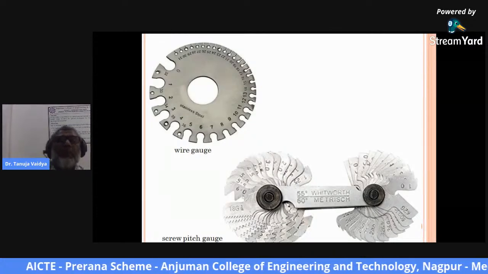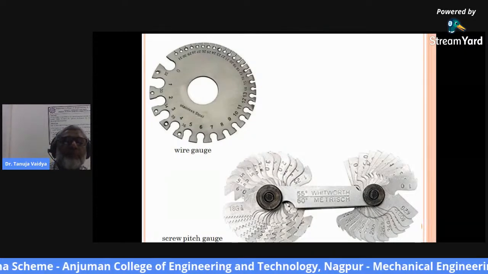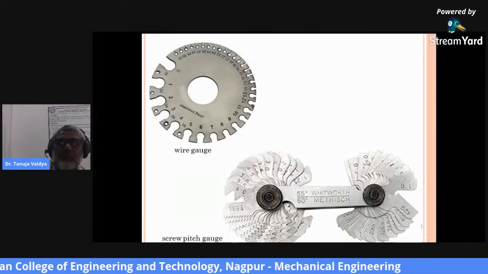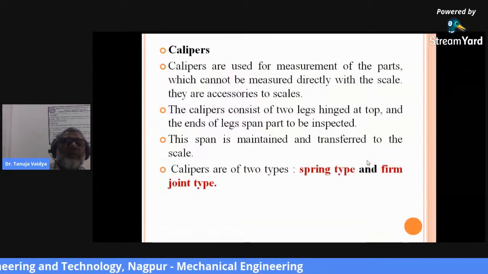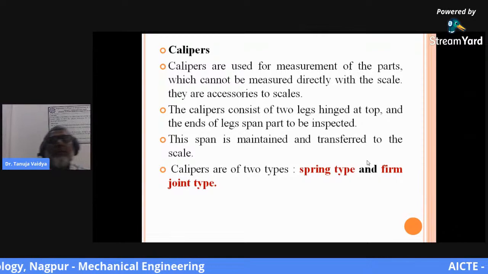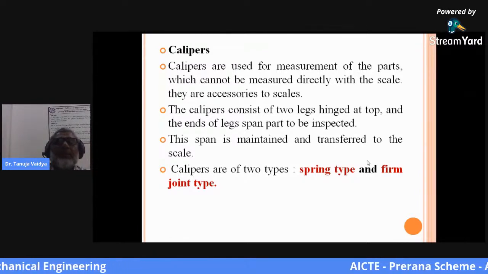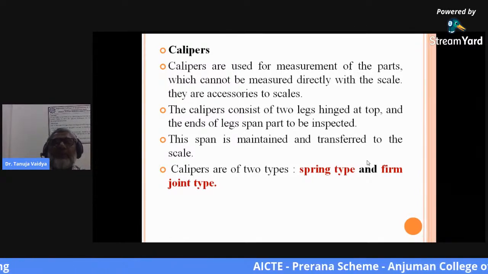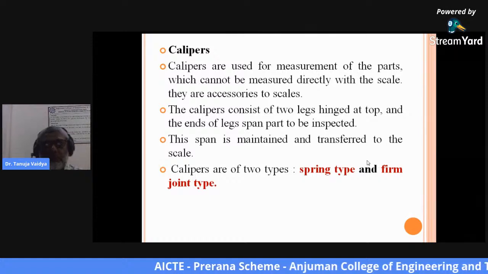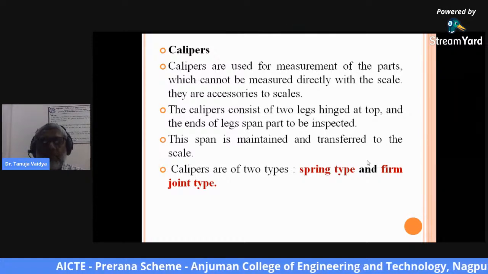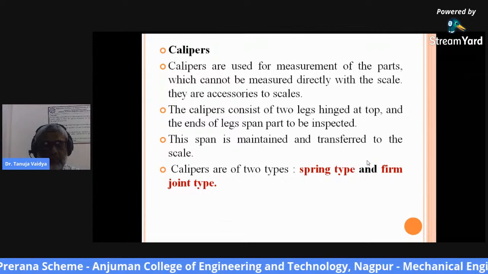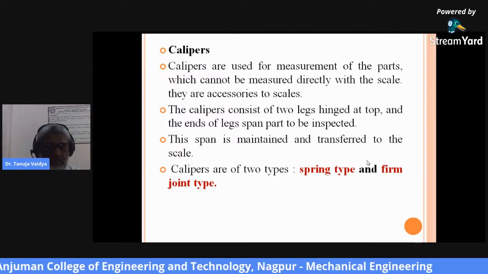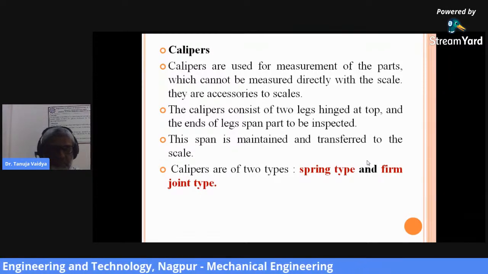Another non-precision instrument is the wire gauge, screw pitch gauge. Another type of non-precision instrument is the calipers. Calipers are used to measure parts. With the help of calipers, we can measure the parts very easily.